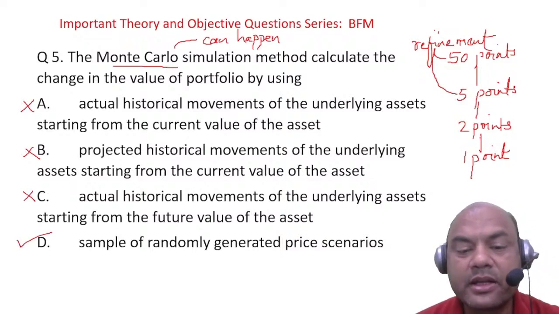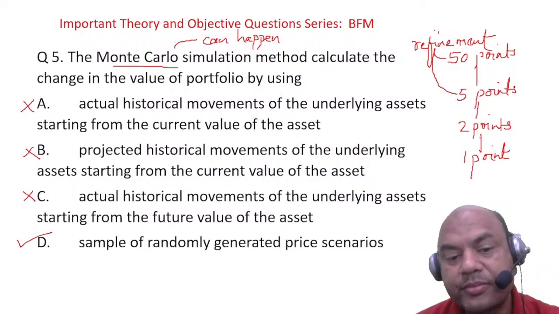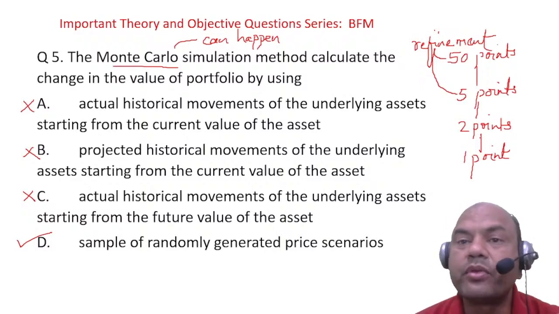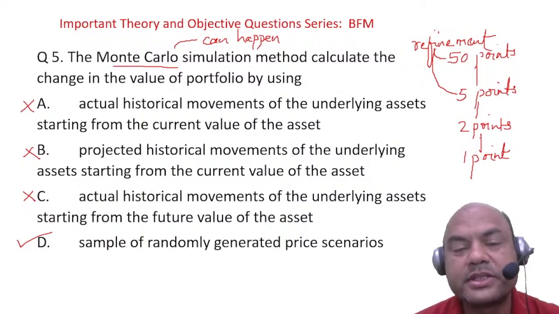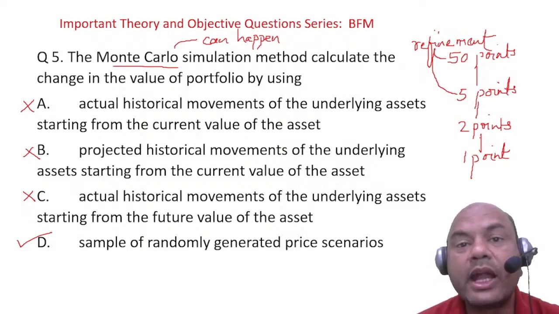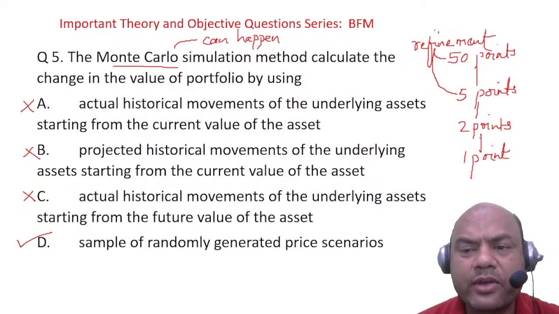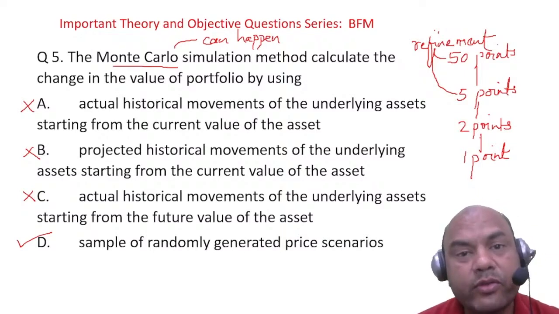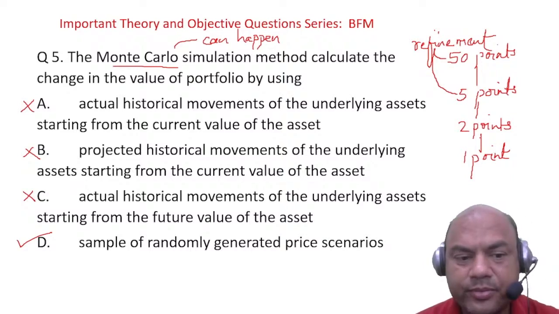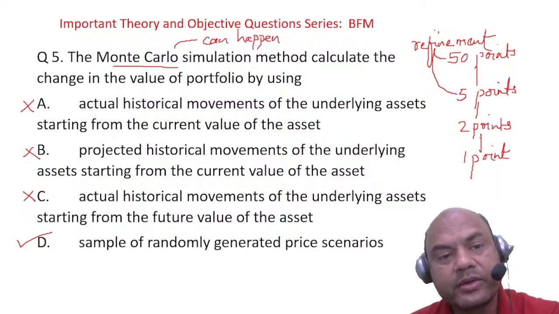Sample of randomly generated price scenarios. Remember, randomly generated, because Monte Carlo simulation is used for checking the future scenarios. These 50 scenarios will be randomly generated. Out of these, various discussions will be done, and then we'll come up with, here I've given the example of 5. We can come up with 25 first. From 25 we can come to 5. From 5 we can come to 2. That's the way it goes. Okay. So the answer is D over here.